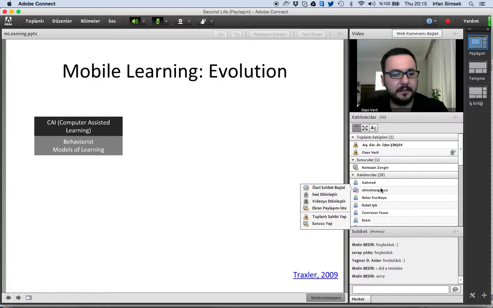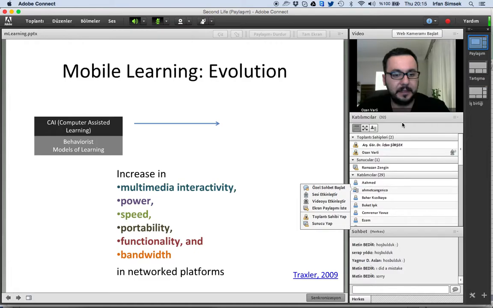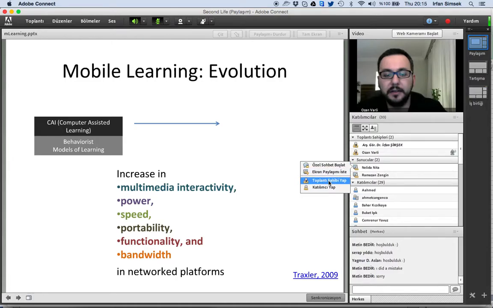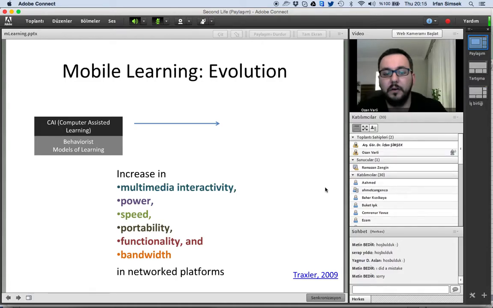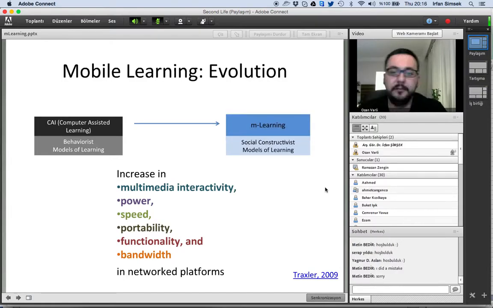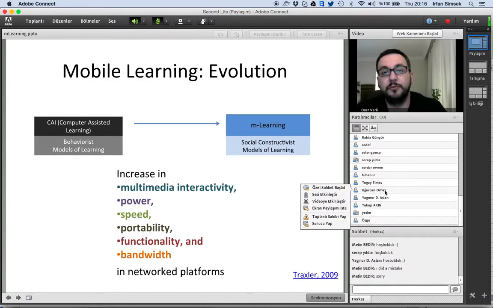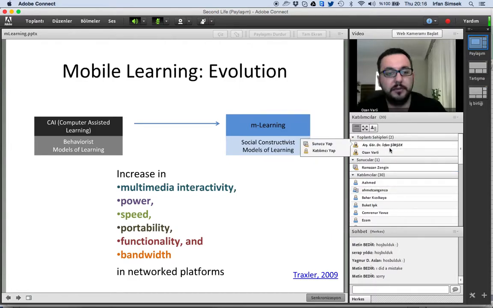So it started with behaviorist models of learning. And after that, thanks to the increase in multimedia interactivity, power, speed, portability, functionality, and bandwidth of network platforms, now we have mobile learning or e-learning or the latest implementations of e-learning. Of course, it took some time for the paradigm shifts in the educational field, from behaviorist models to social constructivist models. It was not really easy.